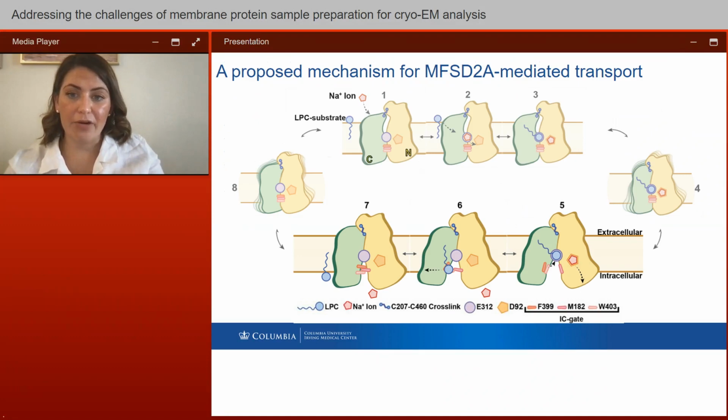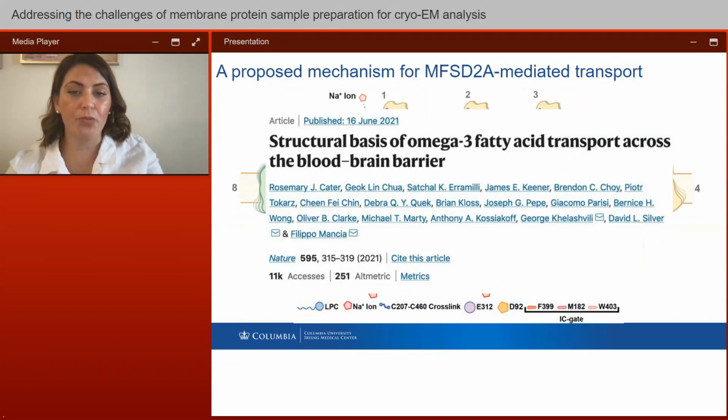From this data and more, we were able to propose this mechanism for MFSD2A-mediated transport, which I'm not going to go through in detail now, but if you want to read more about it, we published it in Nature in June 2021.